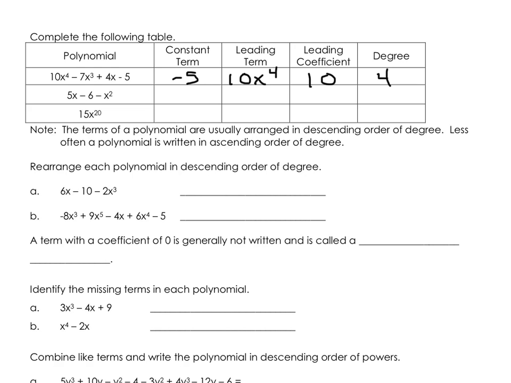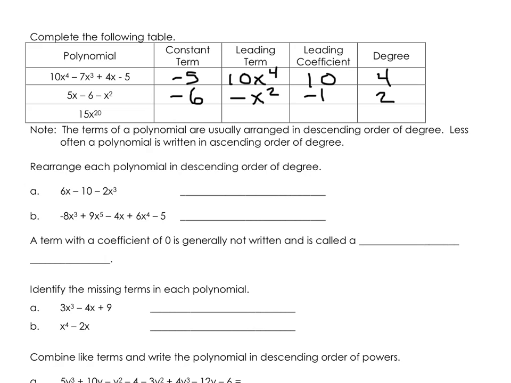Our next expression, 5x minus 6 minus x squared. What is the constant term? What is the leading term? Be careful, it's the one with the highest degree. Not the first one, always, but the one with the highest degree. What's the leading coefficient? There's no number in front of x squared, so we use -1. What's the degree? 2.